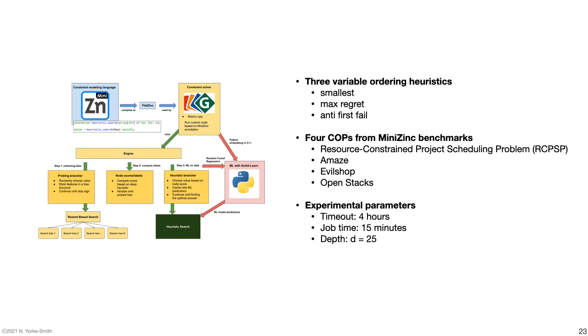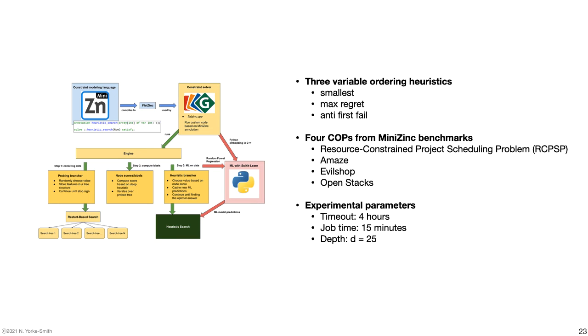We're going to run our experiments, not for 60 seconds, but for 4 hours. But we're going to let each job in our restart-based search run for 15 minutes. And we determined that number 15 from some preliminary experiments. It's not particularly optimized, it's a hyperparameter.